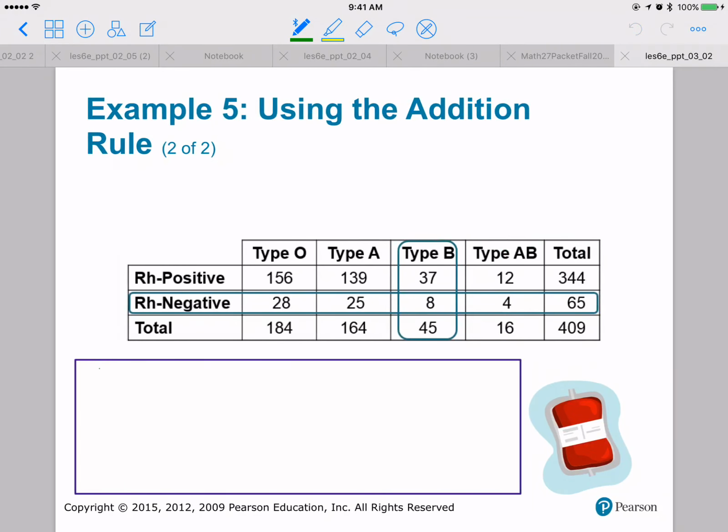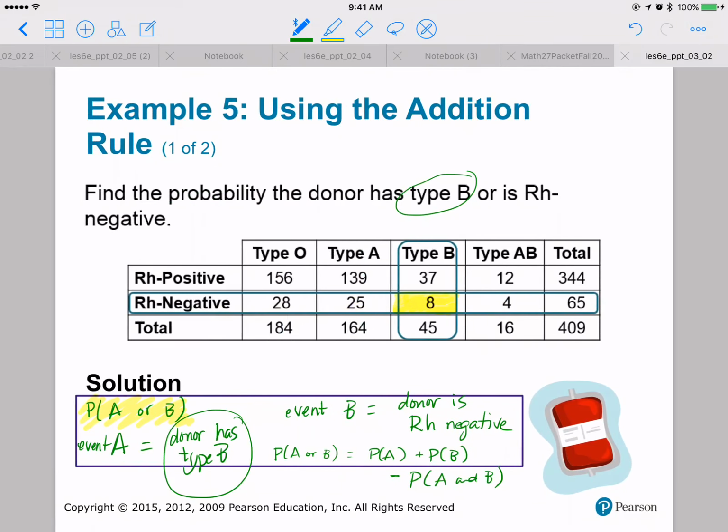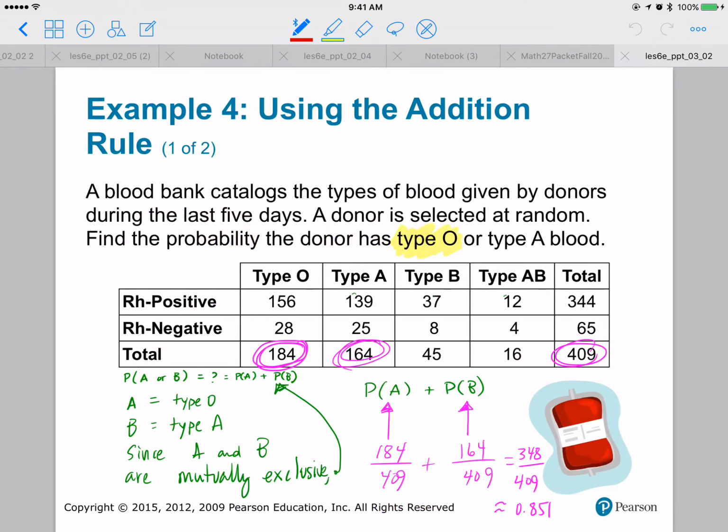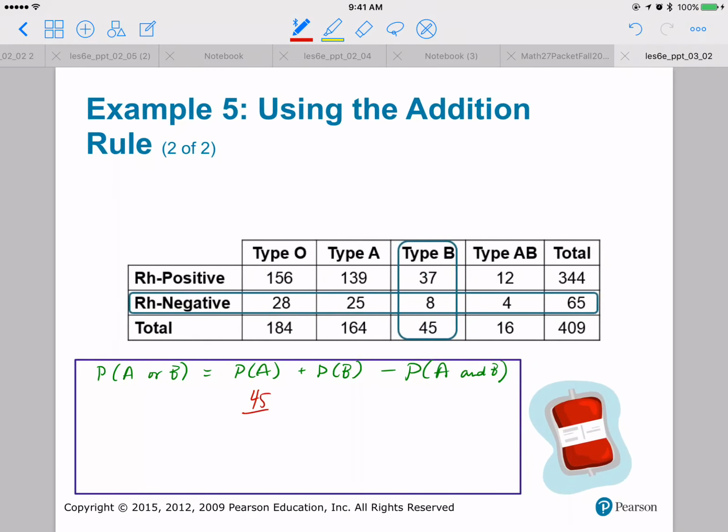So we're going to have the probability of A or B equals the probability of A plus the probability of B minus the probability of A and B. Now, what is the probability of event A? Event A is the donor has type B. So what's the probability that the donor has type B? That's going to be 45 over 409.